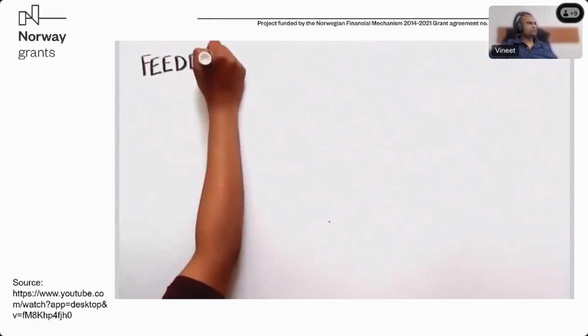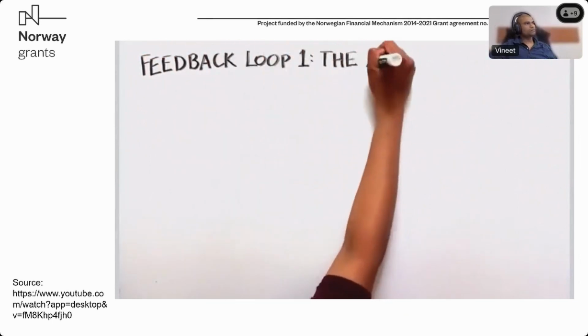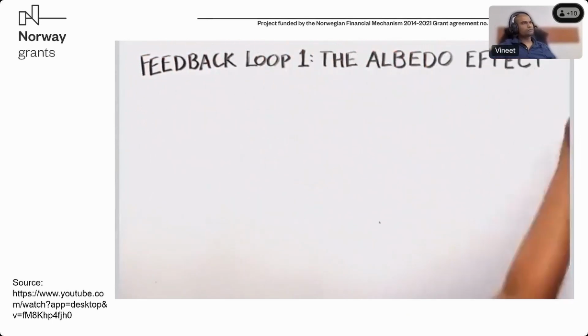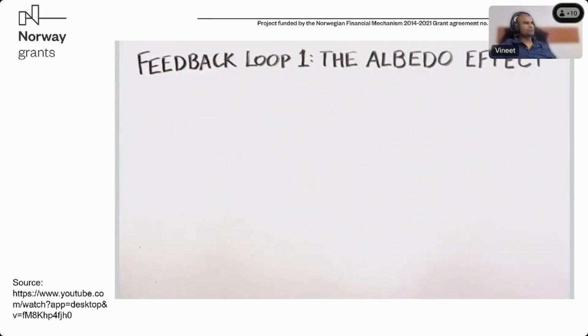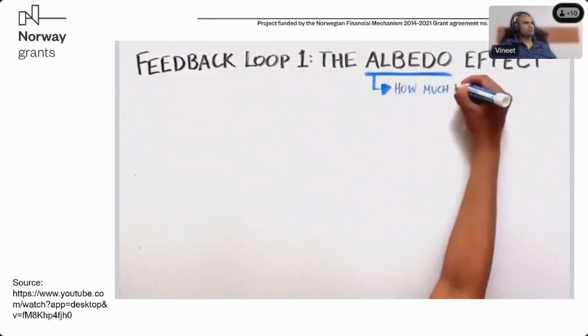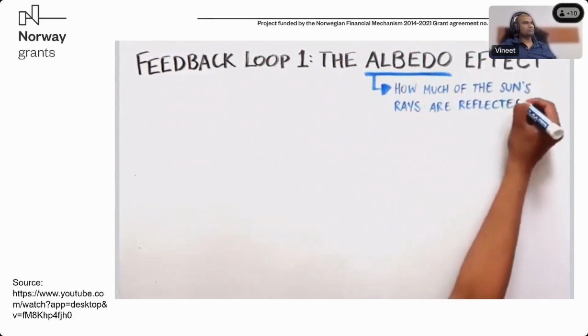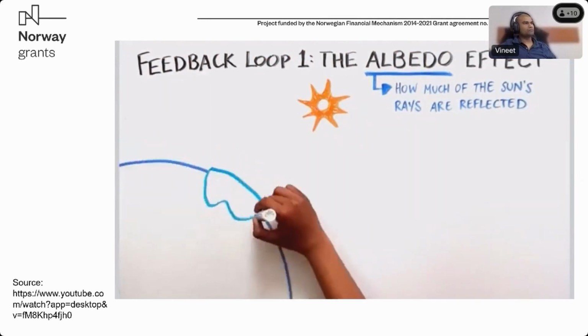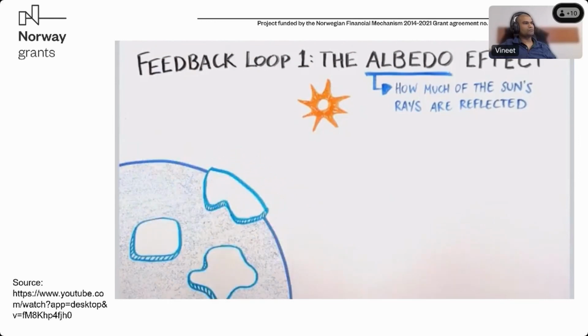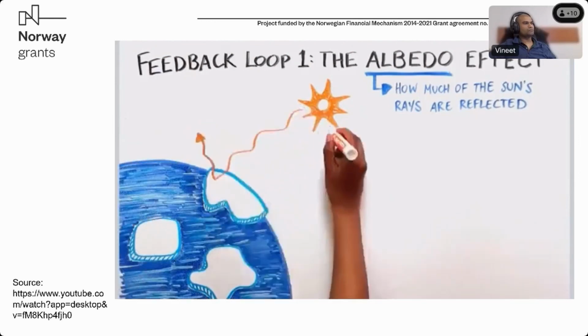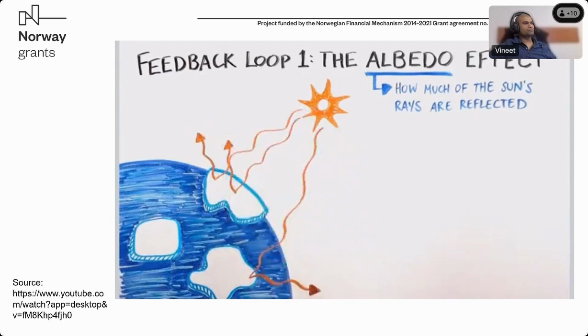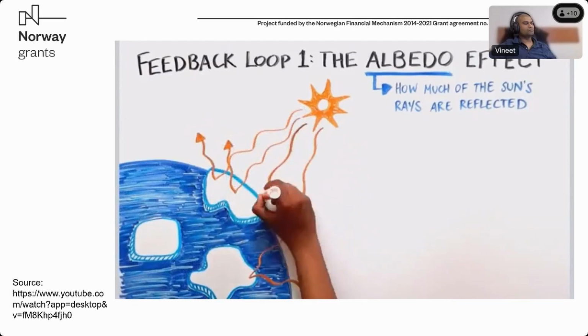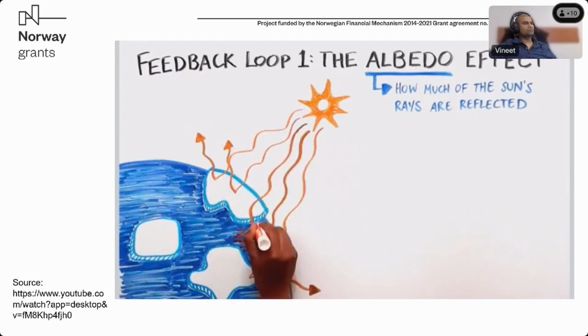The first feedback loop is probably the one you'll hear about most often. It revolves around the albedo effect. Albedo is a measure of how much of the sun's radiation is reflected back towards space from Earth's surfaces. Different surfaces have different reflective properties. White areas like snow-covered land and floating sea ice reflect the sun's radiation. Dark areas, like the ocean water, absorb the sun's radiation and heat up.